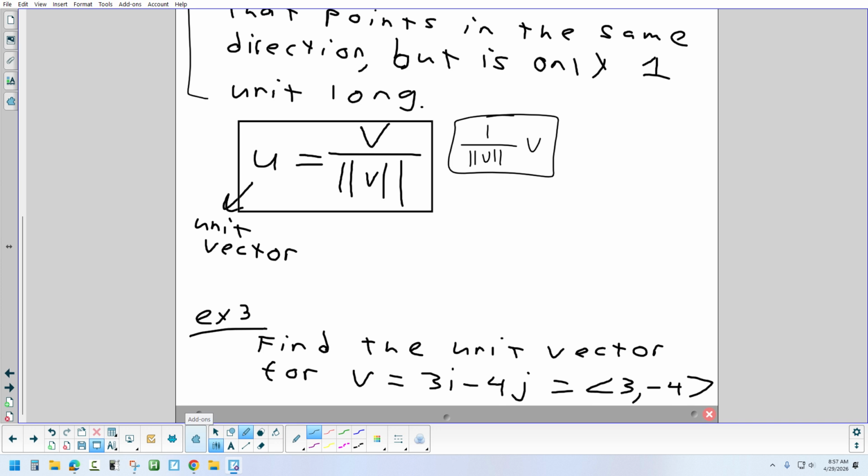So this time they're giving us the vector 3i minus 4j, and they want us to turn it into a unit vector. What's the first thing that we have to figure out? The length of it. Right, we need to find the length of the vector they gave us, because maybe it already is a unit vector, and we don't have to do anything. If it's not, then we will.